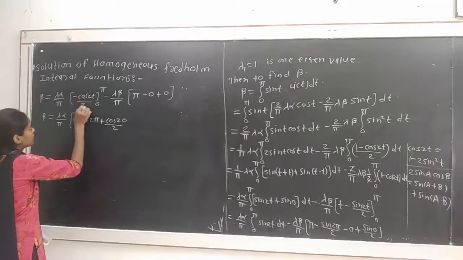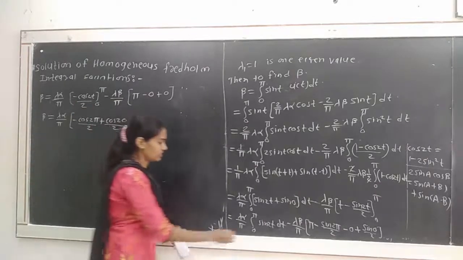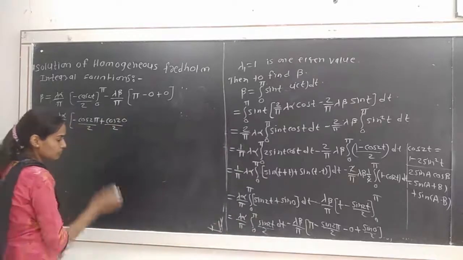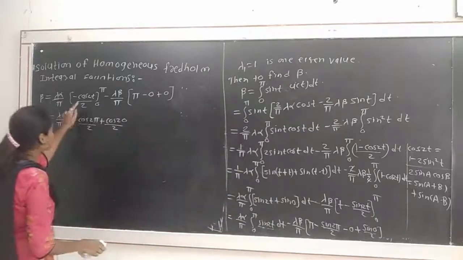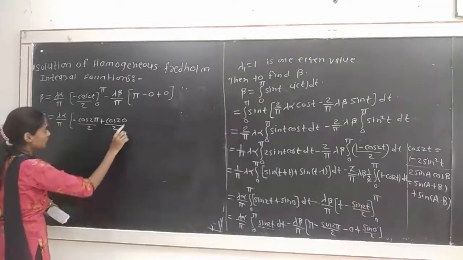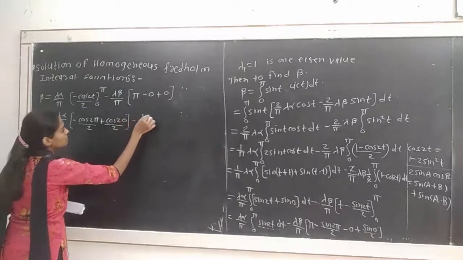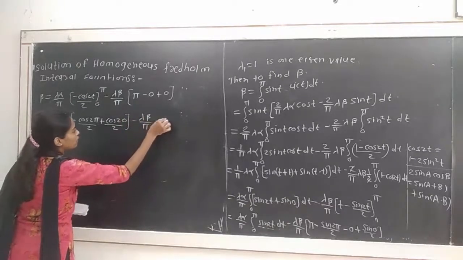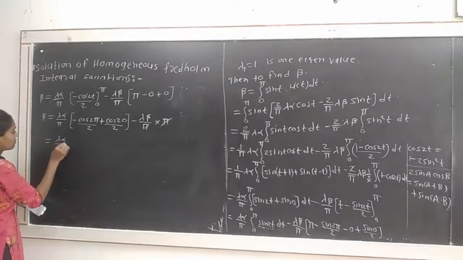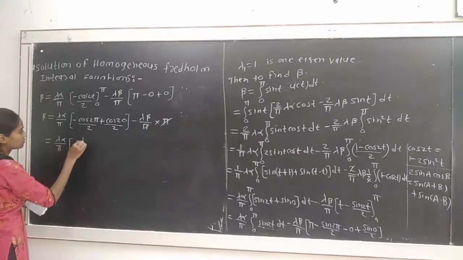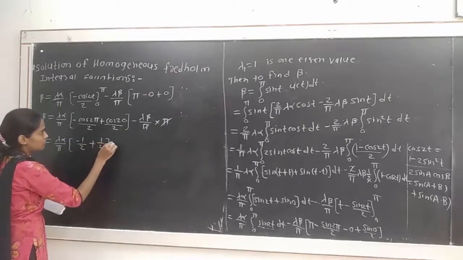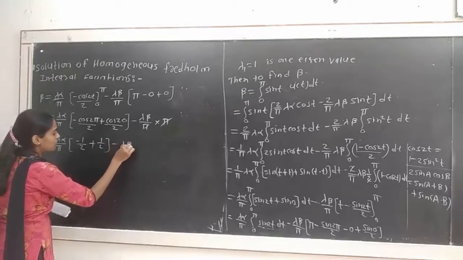Here will be 2. We missed the 2 here, because integration of sine 2t will be minus cos 2t divided by 2. Then minus lambda beta divided by pi into here we get pi. So this pi gets cancelled. Then we get lambda alpha divided by pi. Here cos 2 pi will be 1. So minus 1 by 2 plus cos 0 which is 1, plus 1 by 2, minus lambda beta.